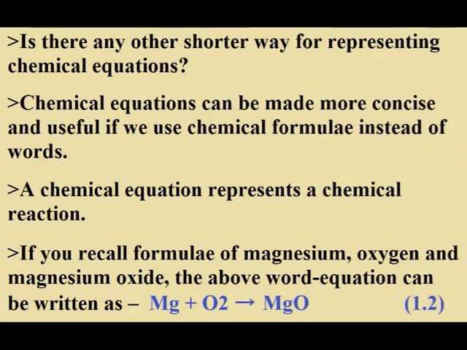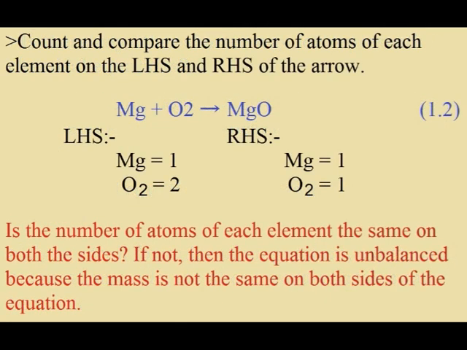Writing the chemical equation. Is there any other shorter way for representing chemical equations? Chemical equations can be made more concise and useful if we use chemical formulae instead of words. The chemical equation represents a chemical reaction. If you recall the formulae of magnesium, oxygen and magnesium oxide, the above word equation can be written as Mg + O2 → MgO.